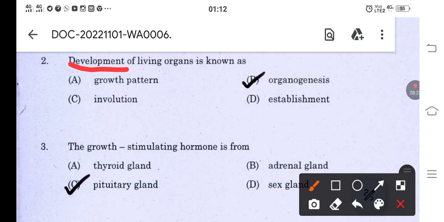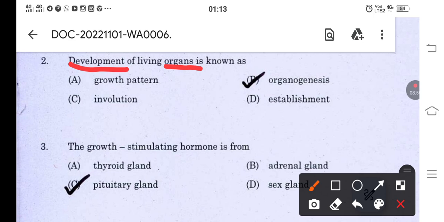Now coming over here, the question is not related to a child. Over here they have asked us that development of living organs is known as. So over here this part you should understand, living organs. Now coming to the options, we have to see all the 4 options. One is growth pattern, second one is organogenesis, third one involution, fourth one is establishment.